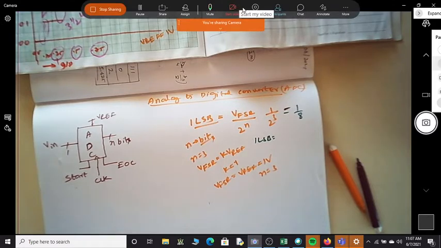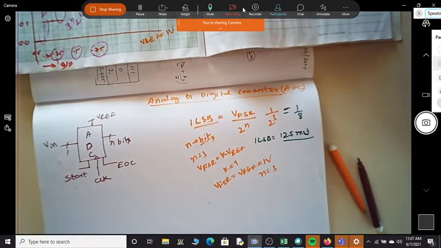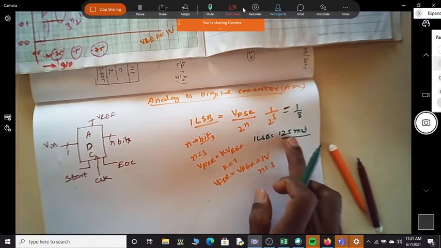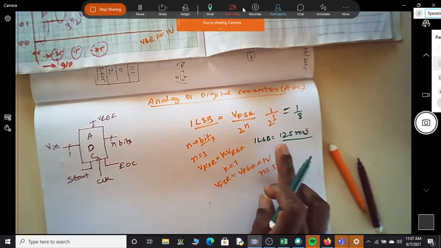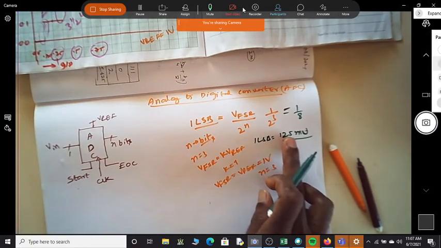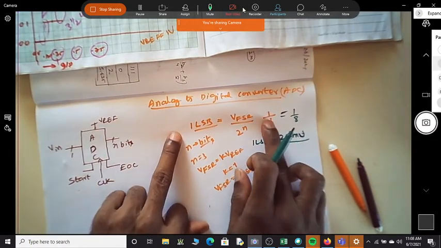Yes, 125 millivolt. The meaning of this is, if the output has to change, there should be a change of 125 millivolt at the input voltage. If the output has to change, the input has to change by at least 125 millivolt. That's the indication if n is equal to 3.